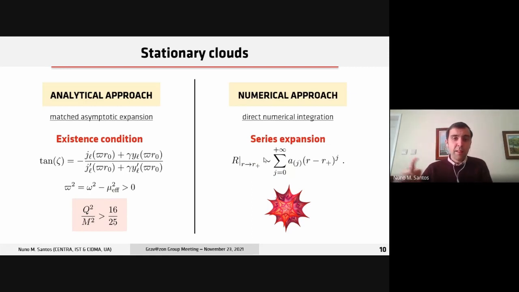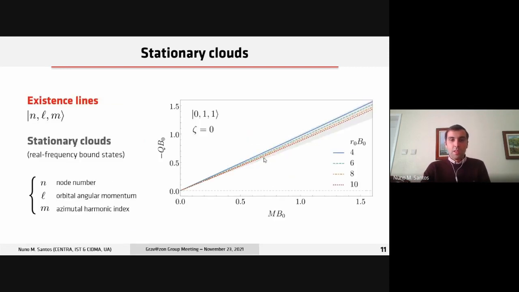Okay. And then we just use a shooting method to find, in this case, the values of the electric charge for which we get a Robin boundary condition at R equal R0. Okay. So let's look at the solutions.